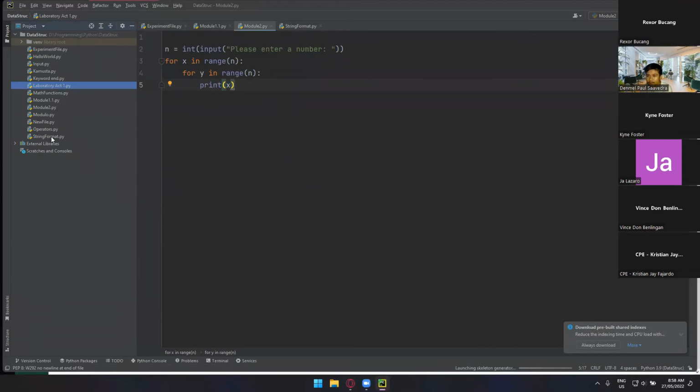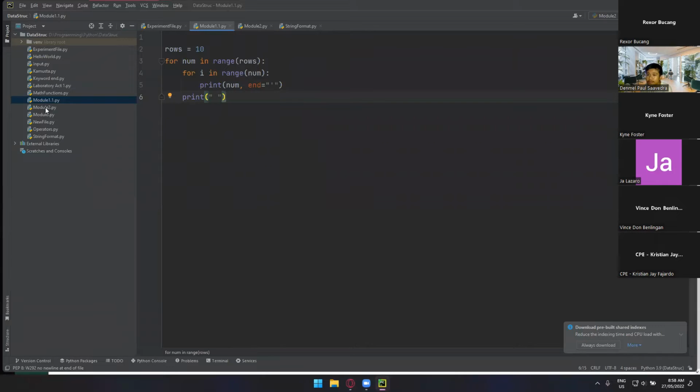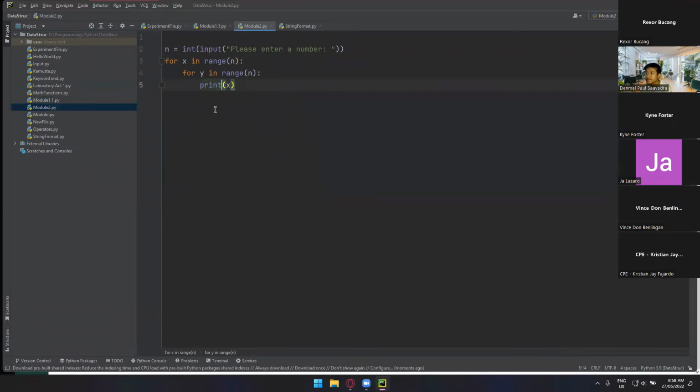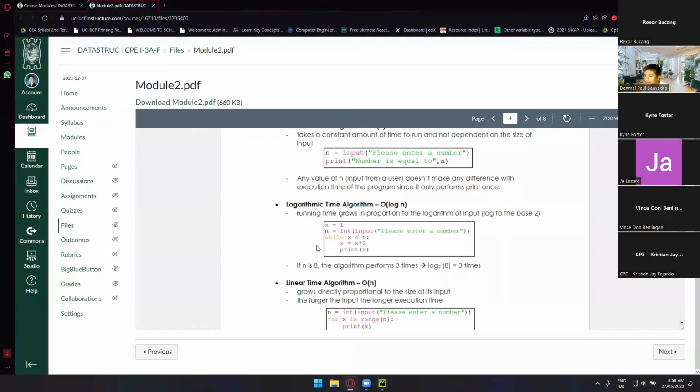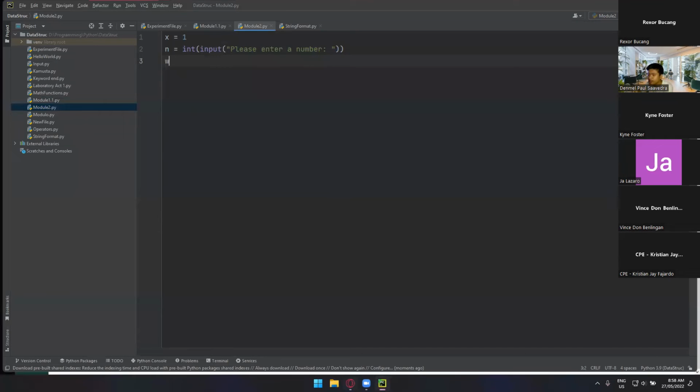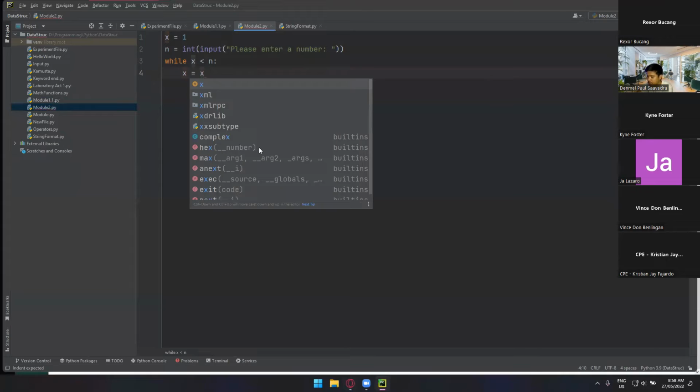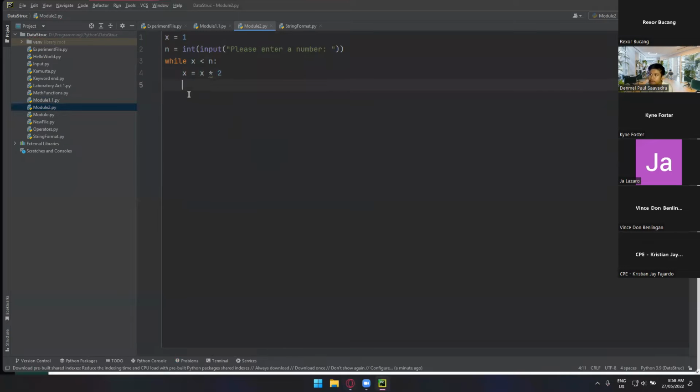So I think I already created that one yesterday. Module 2. Okay. Okay, let's start. Fresh one. x is equal to 1, and then we have an integer, just put a number, while x is less than n, then x is equal to x times 2, and then print x. There you go.